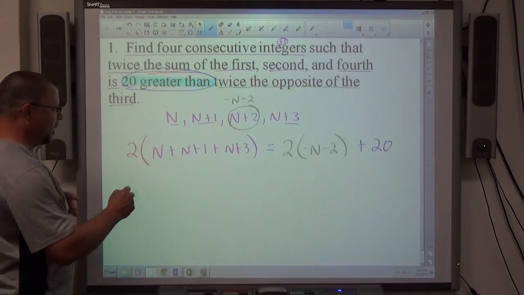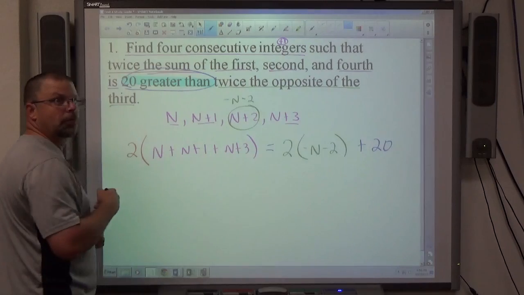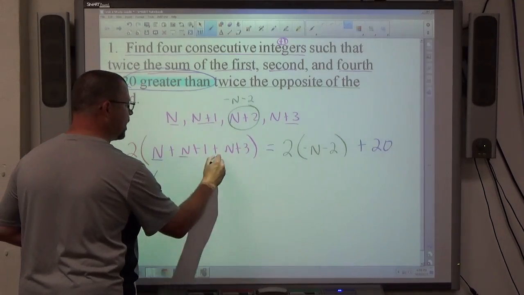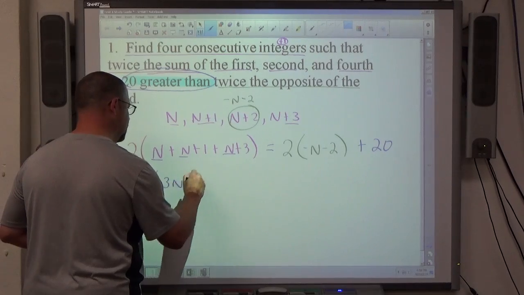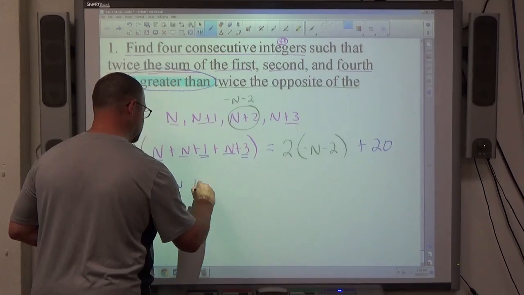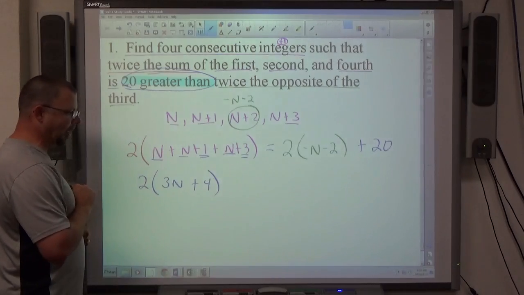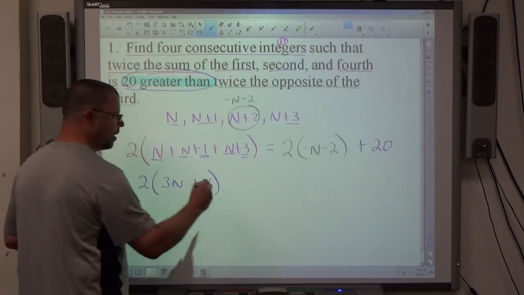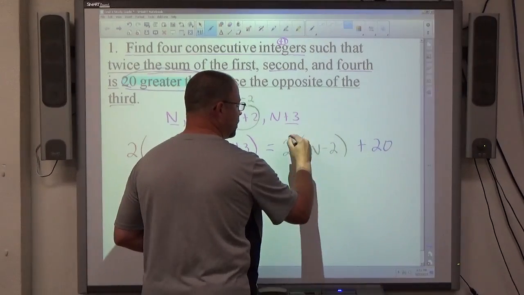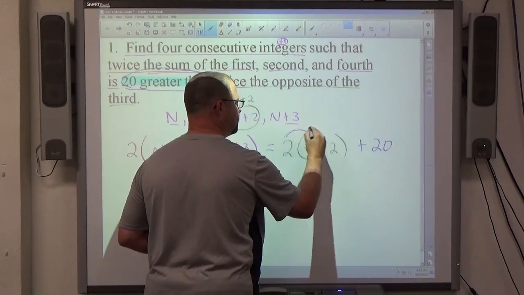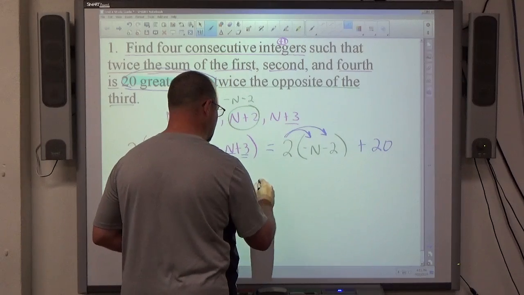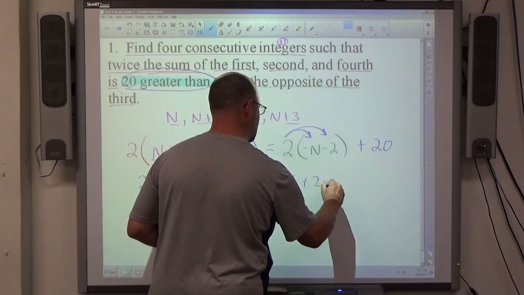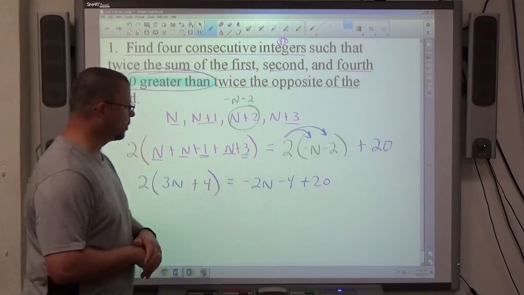For me, I like to simplify inside parentheses before I distribute. So I'm going to keep 2 right here, parentheses. n plus n plus n is 3n. 1 plus 3 is 4. So 3n plus 4 is a simpler version of n plus 1 plus n plus 3. Over here I can't make this any simpler, so I go ahead and distribute that. 2 times minus n is minus 2n. 2 times minus 2 is minus 4. And plus 20 is not in parentheses, so it just comes along.